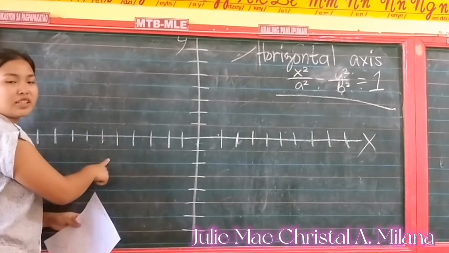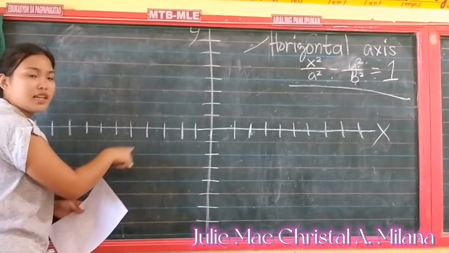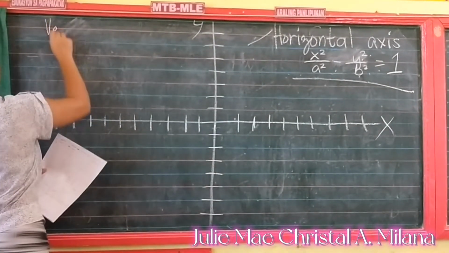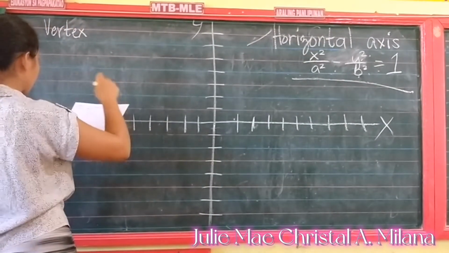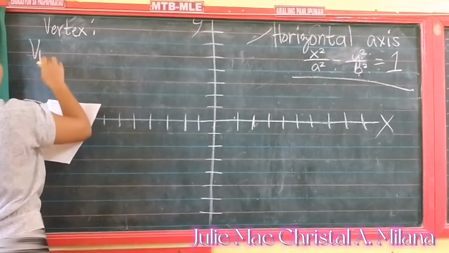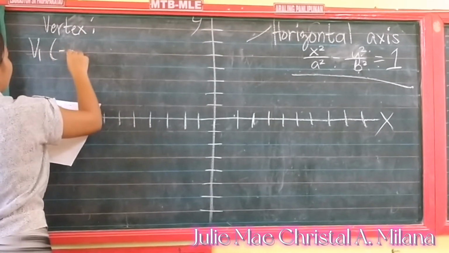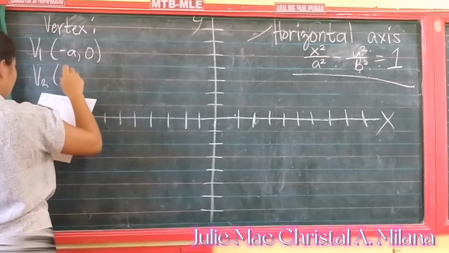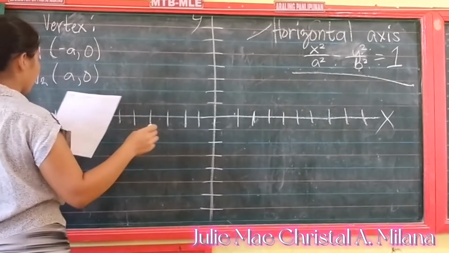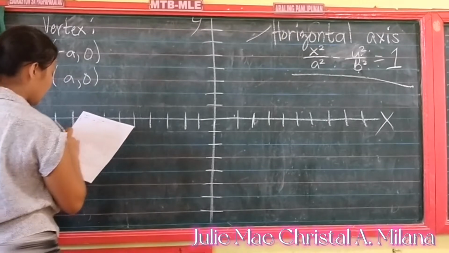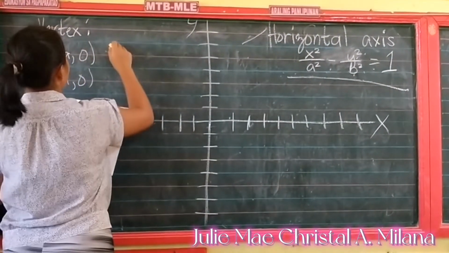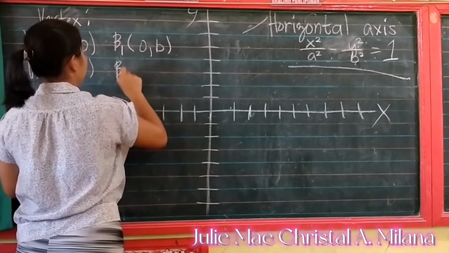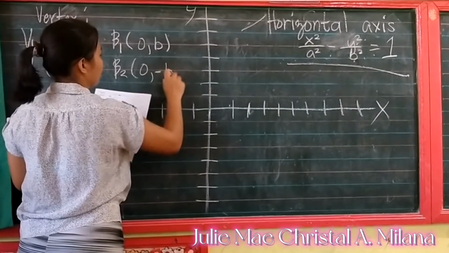So, here we will discuss the parts of the horizontal axis. When we get the vertex, we will use b sub 1 and b sub 2, where b sub 1 has the component of negative a, 0, and b sub 2 has the component of a, 0. Then, if we put b sub 1 and b sub 2, the b component is 0.